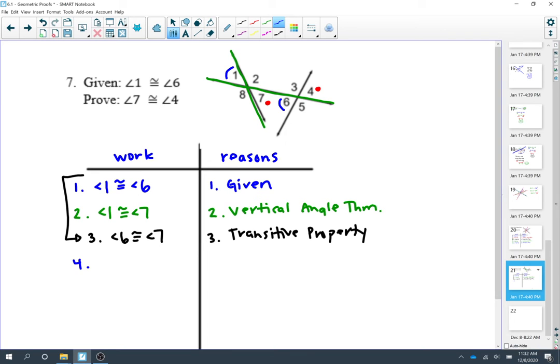Well, so far I have angles 1, 6, and 7 in my proof. But I still need angle 4 somehow. So if I go and I look at angle 4, it is made between those two lines. And angle 4 sits across from angle 6, which is also made between the red lines. So I know that angle 4 is congruent to angle 6 because they're vertical angles.